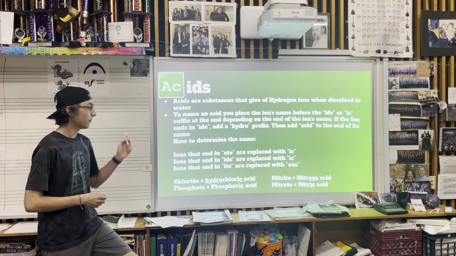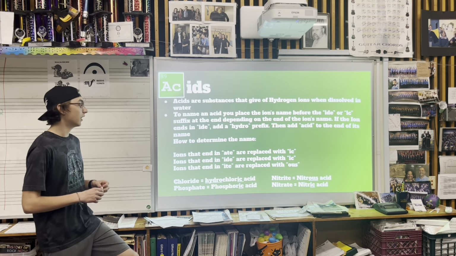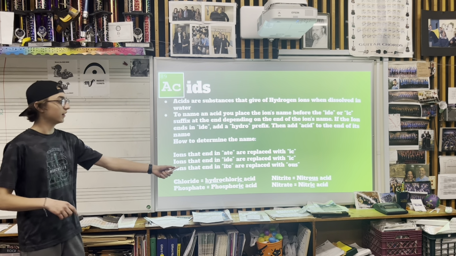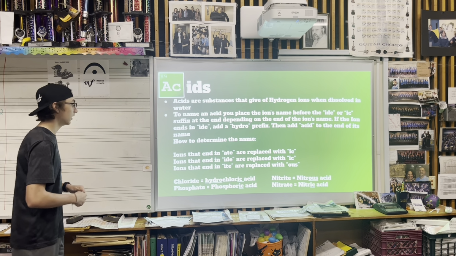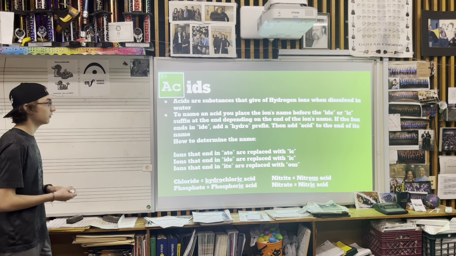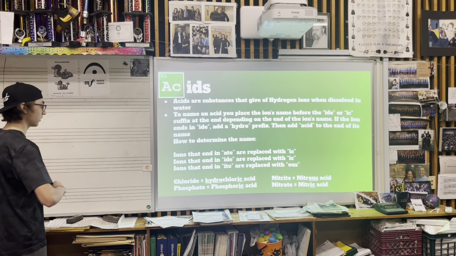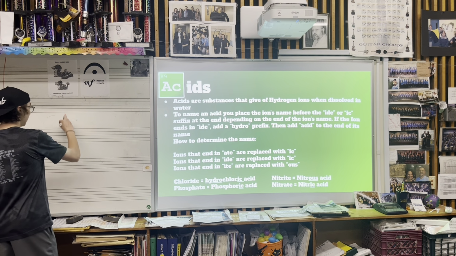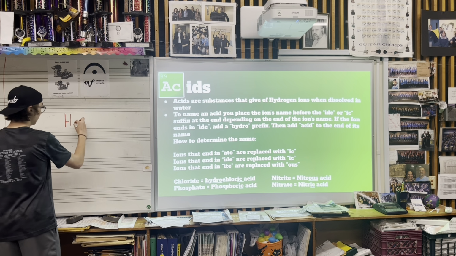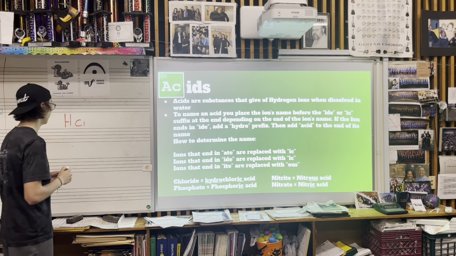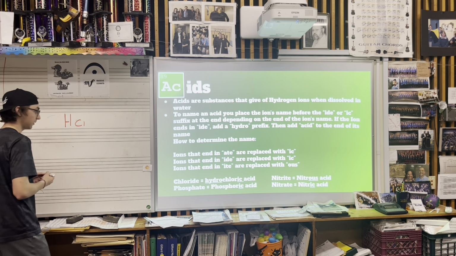And then for nitrite, you want to just take away the "ite" and add the "us" for nitrous acid. It's important too that when writing these, they do have an H in front of them. So for chloride, it'd be HCl. That's important to have the H there when writing them out.